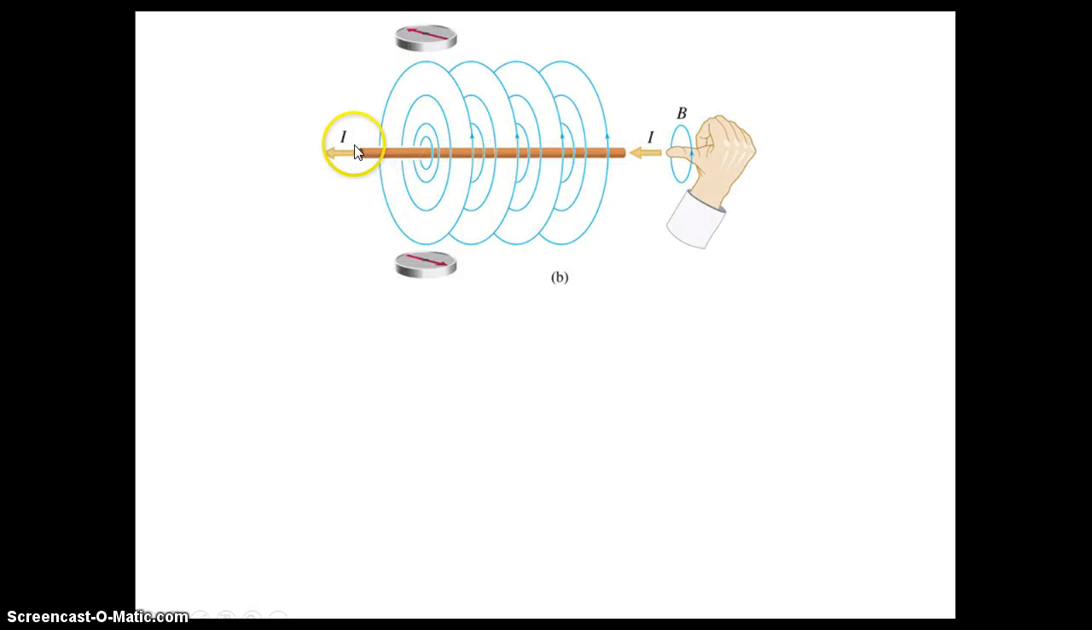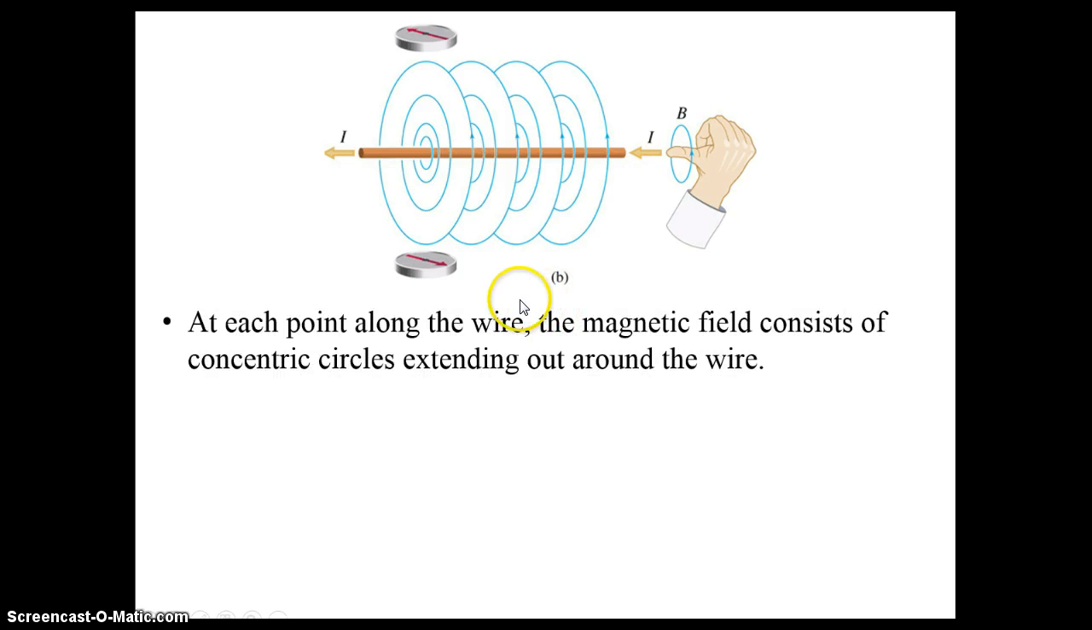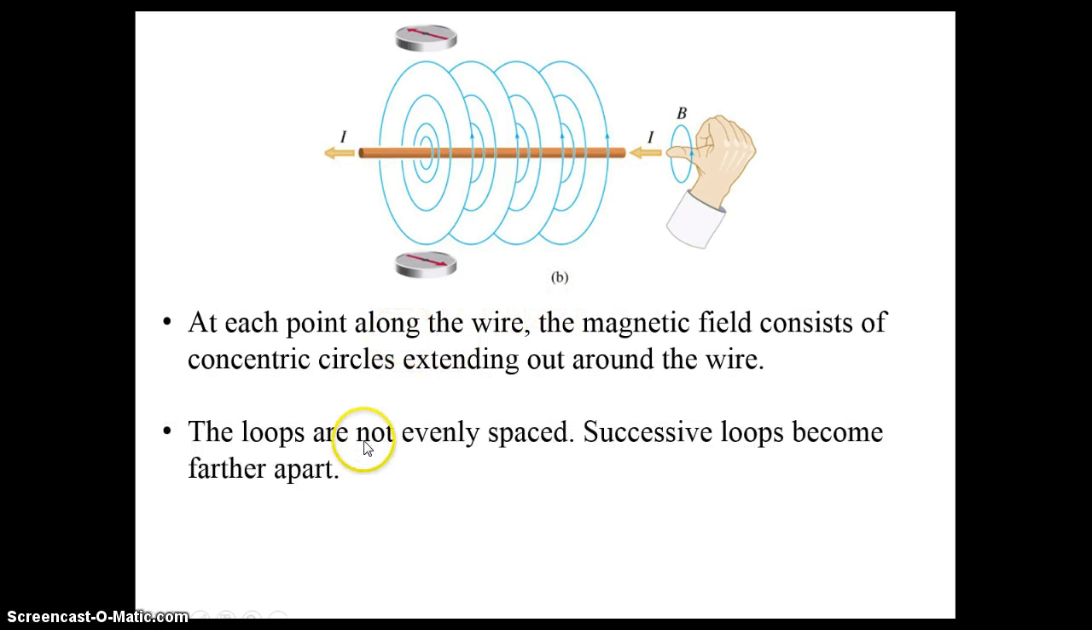Instead, a better representation is like this. Those field lines make kind of a column of lines, right? There's like a whole column extending up and down. Now here's the thing about the column. The loops, so here's one set of loops, and those loops are not evenly spaced. Successive loops become farther apart.